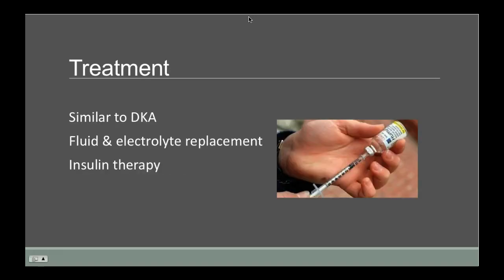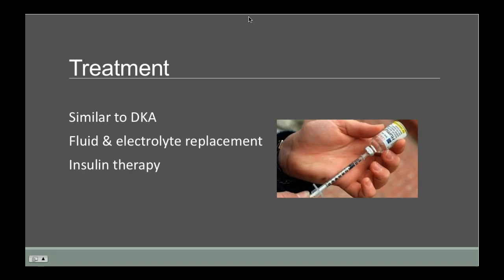The treatment is very similar to DKA in that you're going to do fluid and electrolyte replacement as well as insulin therapy. And it's important to consider the same things that we said before with DKA with the fluid and electrolyte replacement and the insulin therapy. Again, once you drop the blood sugar below 250 milligrams per deciliter, you'll have to add dextrose to the IV fluids to make sure that you don't get the patient too hypoglycemic.